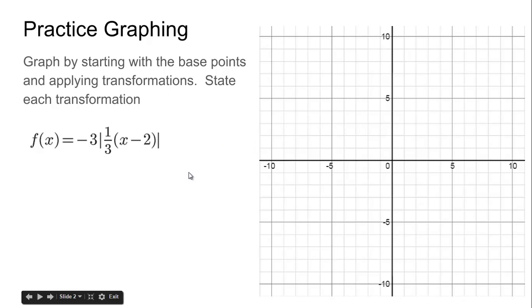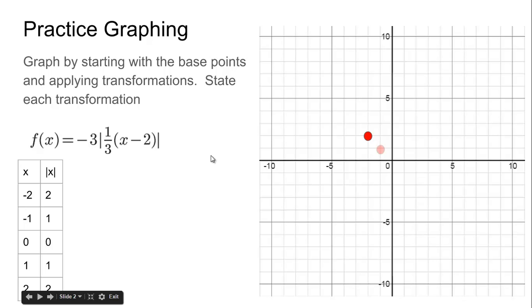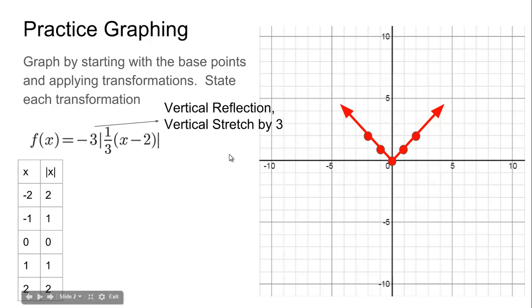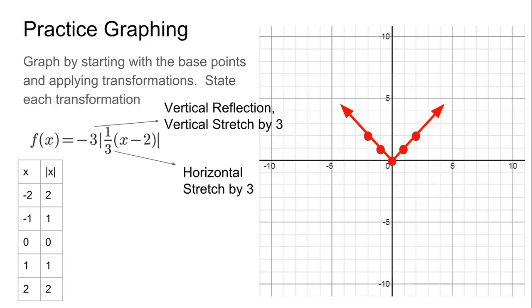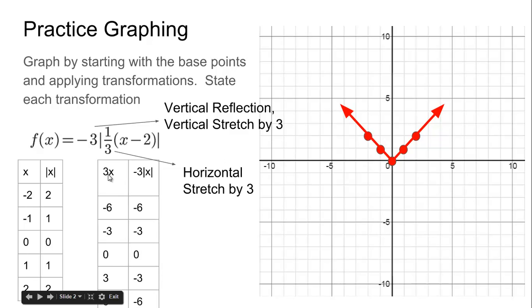Some practice graphing questions. So we got the absolute value graph, and so we start off with the base points. Remember that what we're doing is we're taking the inputs -2 to 2, and we're just making them positive. State all the transformations. We got a vertical reflection and a vertical stretch by 3. We also have a horizontal stretch by 3. And we can actually multiply the x's by 3 and the y's by -3. And so the orange graph that shows up is those points.